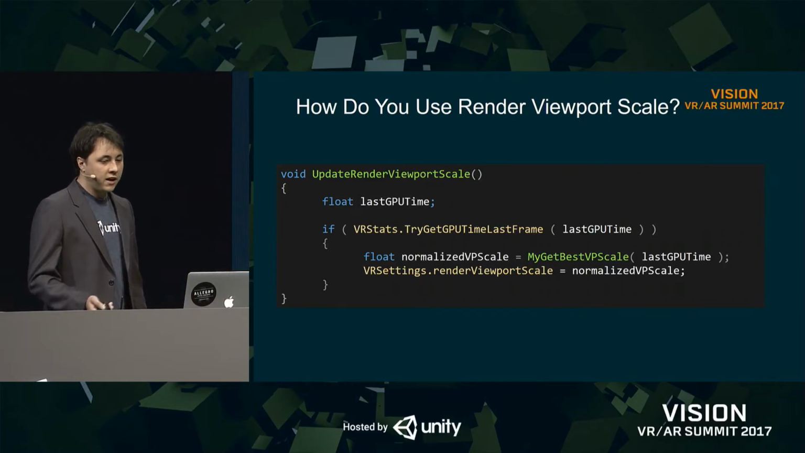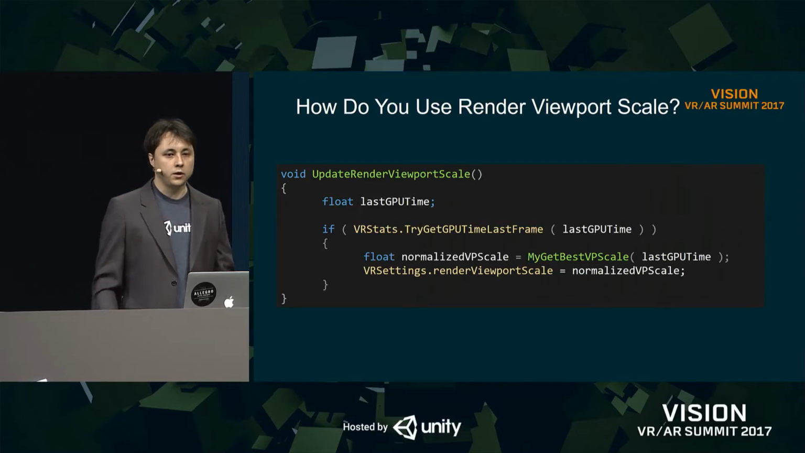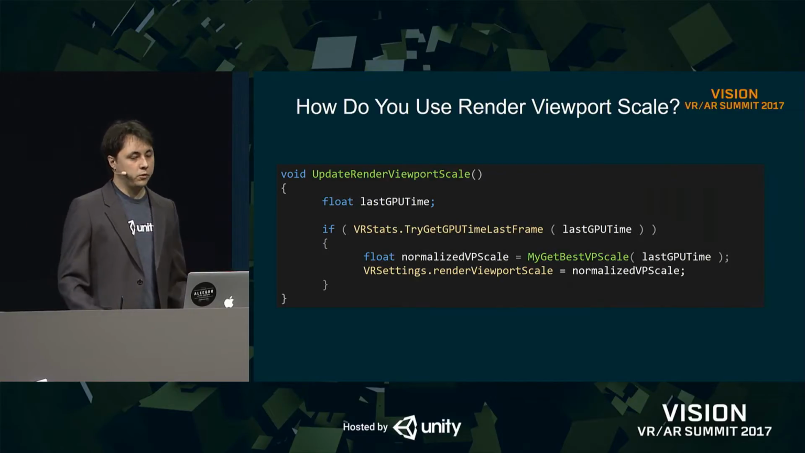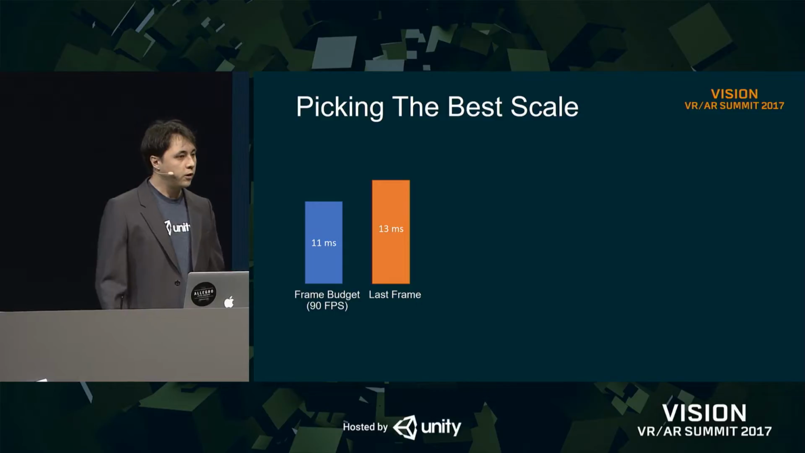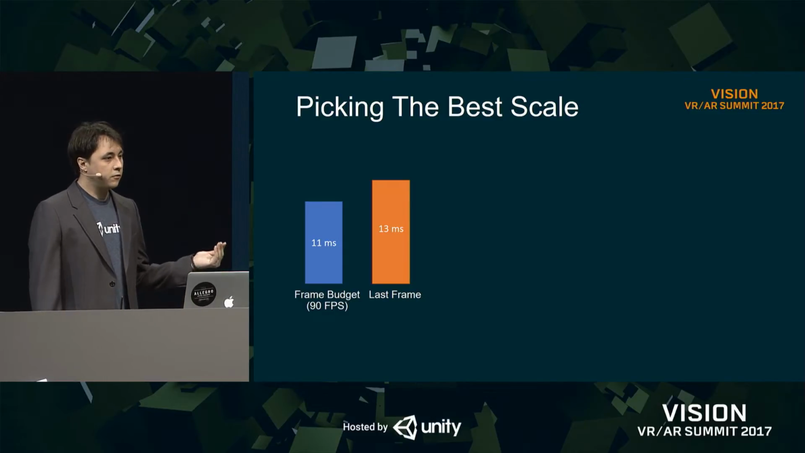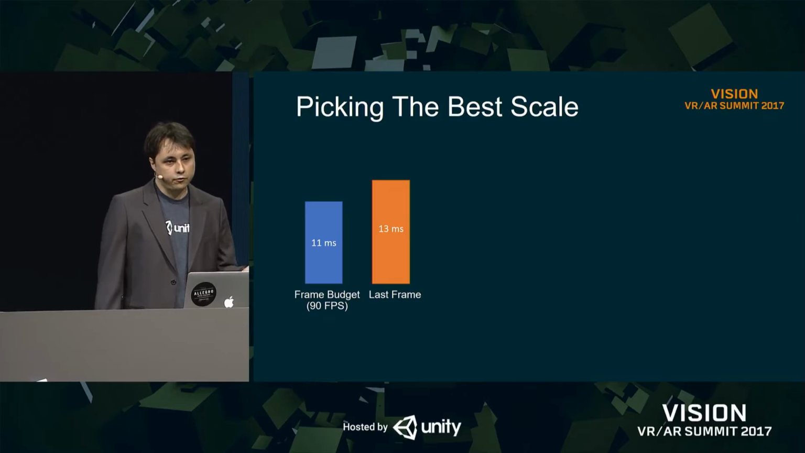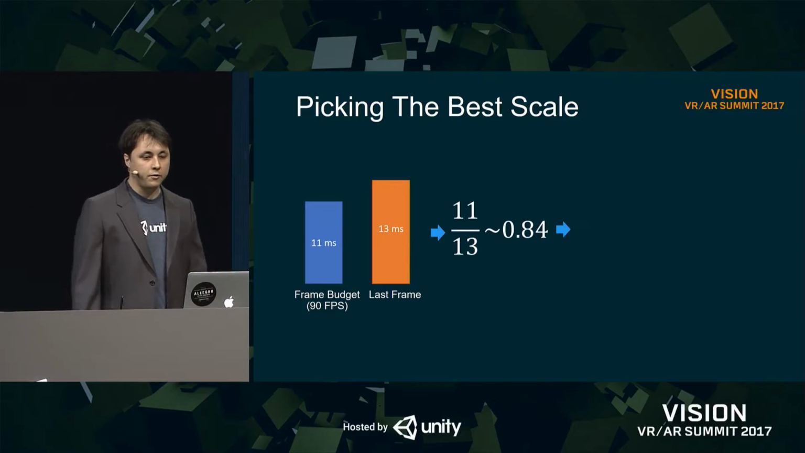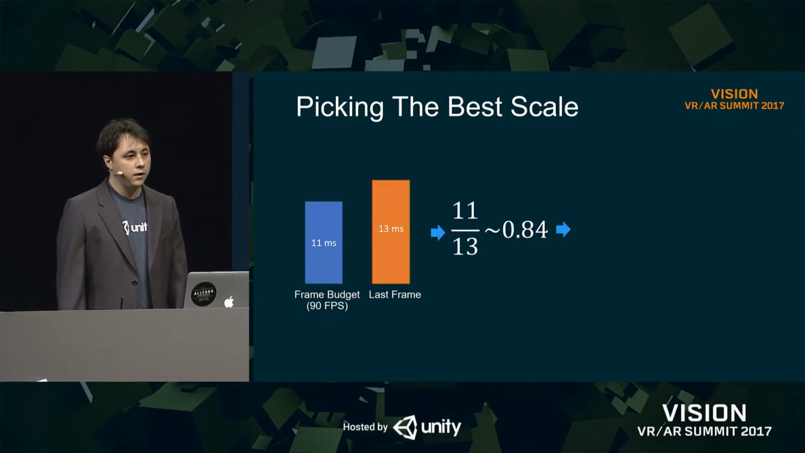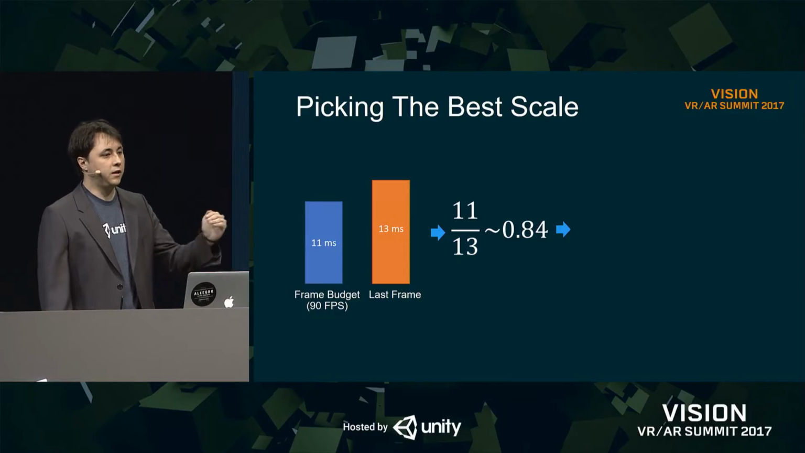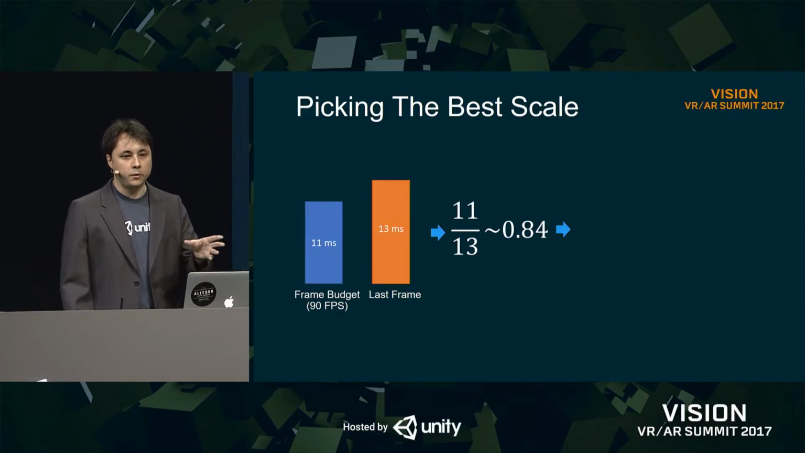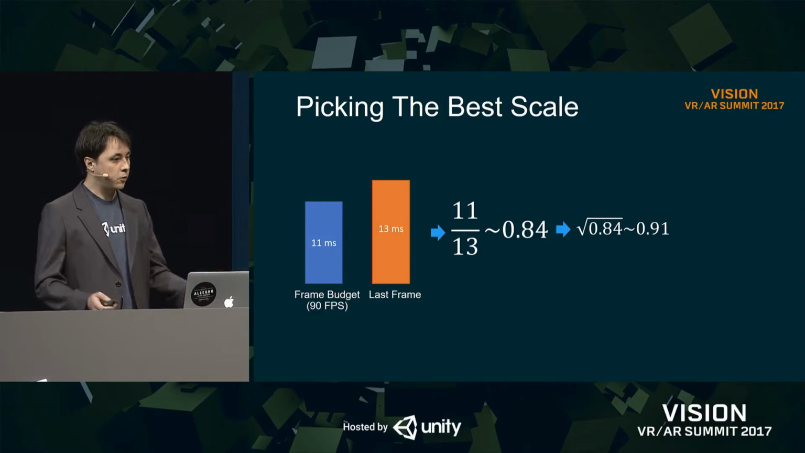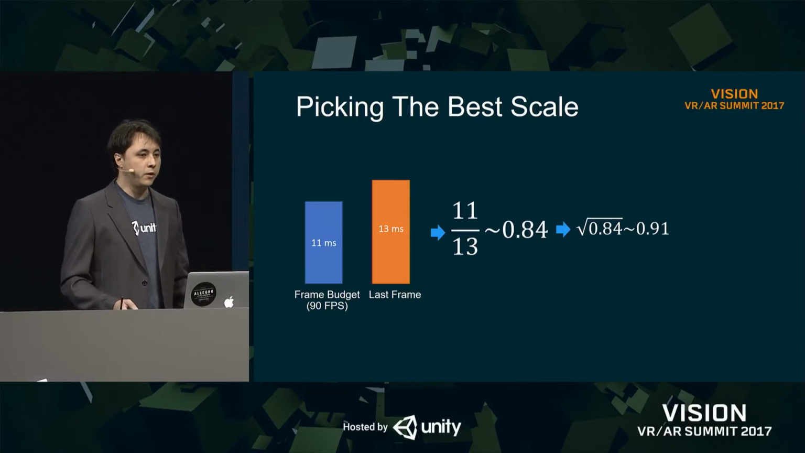Okay, so that custom function that decides magically what scale you want to use, how do you implement that? What does that look like? Well, you can do that many ways, but one of the ways you can do it is, let's say for 90 FPS, you have an 11 millisecond frame budget. If your last frame took 13 milliseconds to render, you divide 11 by 13, you get 0.84. But remember that we scale the width and the height. So this is not completely the scale that we want to use. This is actually the square of the scale that we want to use. So the square root of that gives us around 0.91.